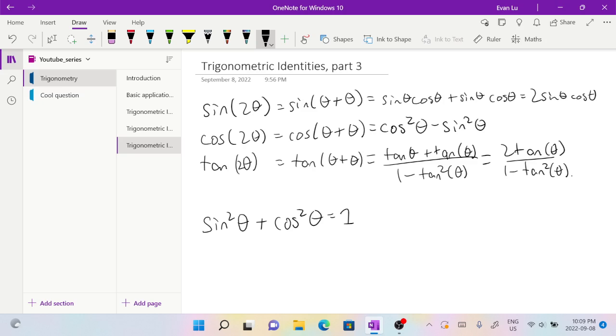So we could take this cos squared theta minus sine squared theta, and if we wanted to get rid of the cos squared, we can plug in that cos squared theta is 1 minus sine squared theta. And so we could say that it's equal to 1 minus 2 times sine squared theta.